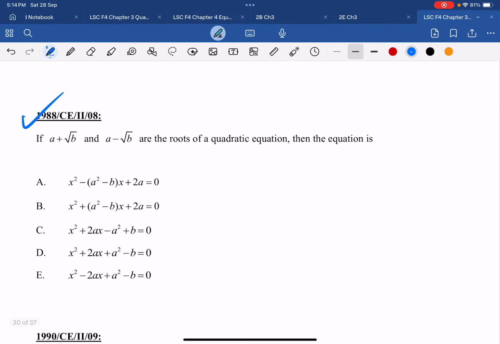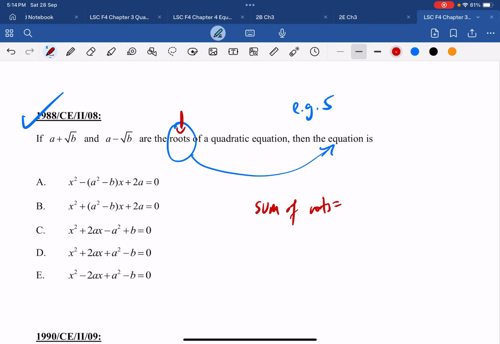I want to do this question. Okay, again, just like example 5, they gave you the roots, ask you to work backwards for the equation. Okay, try it on your own. So, I assume you finish it. So let's see. Again, I saw the wording, roots, so I will use sum of root and product of root. So sum of root is A plus root B plus A minus root B, which would give you the sum of root as 2A. So you verify which option would give you sum of root equals 2A.